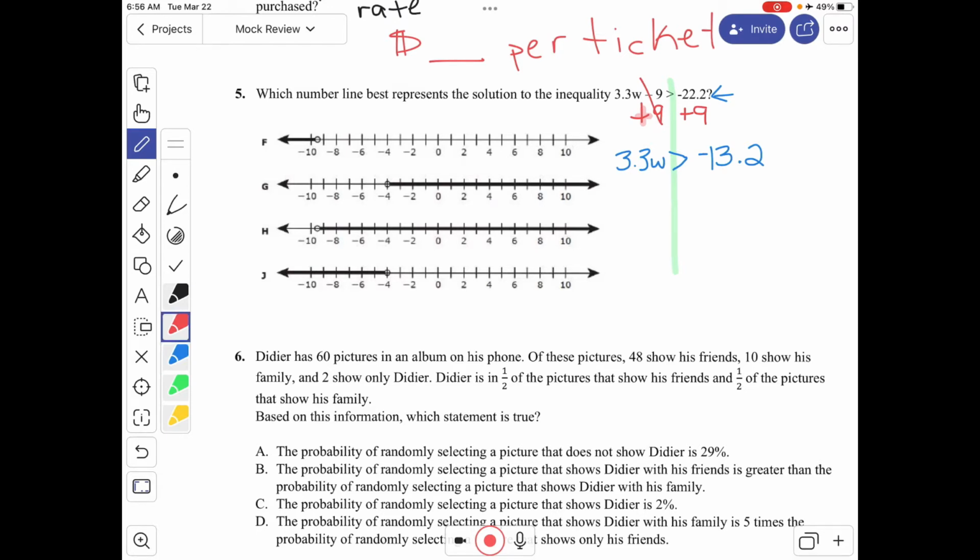The next step would be to do the opposite of multiplying, which is dividing both sides by 3.3. The inequality symbol stays the same. And then our answer is going to be negative, because a negative divided by a positive makes a negative. Once you get that answer, you look for it on the number line. W is on the big side because the alligator is eating him.